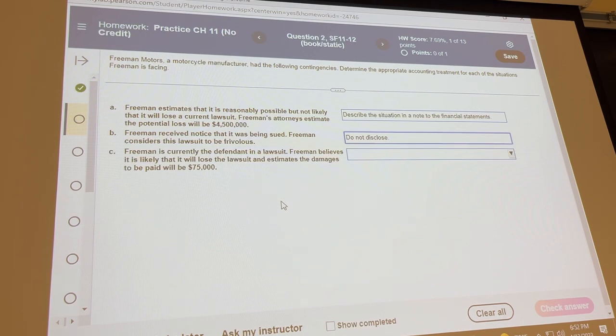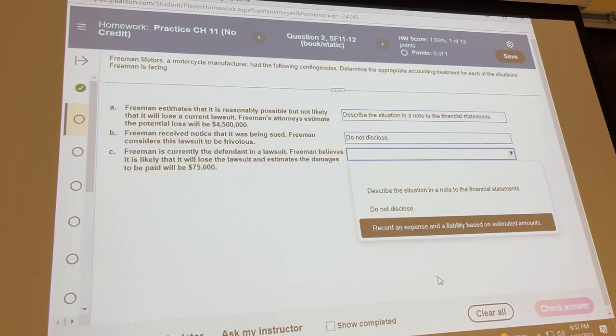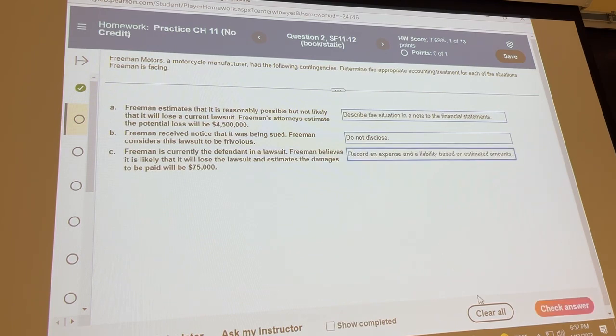Okay, then next, Freeman is currently the defendant in a lawsuit. Again, here you should consult with your law firm. If the law firm believes it is likely that you'll lose the lawsuit and estimates that the damages to be paid will be $75,000, then what do you do? Right, record an expense and a liability based on the estimated amounts.